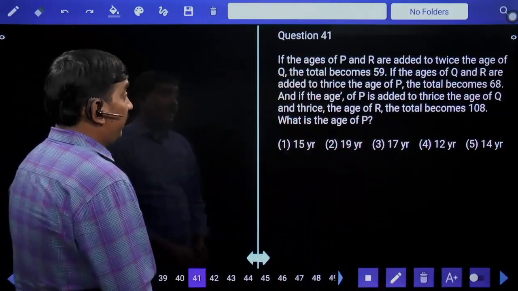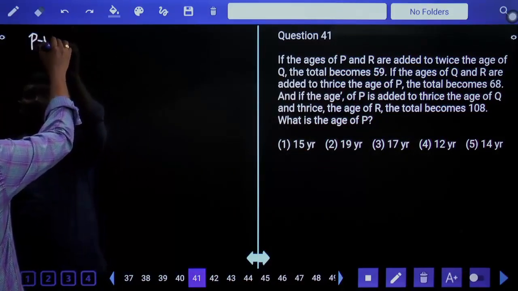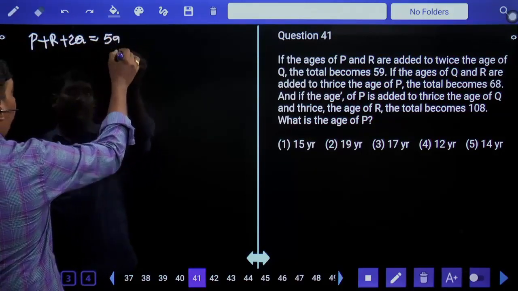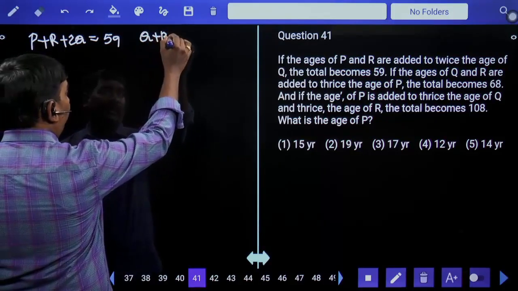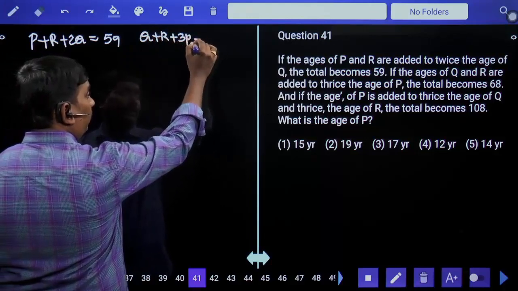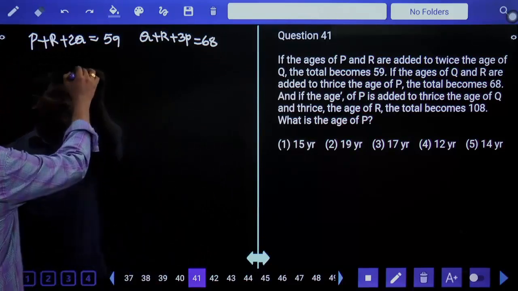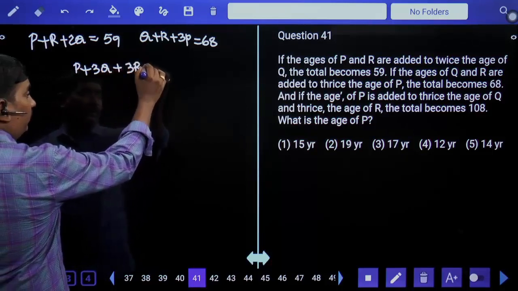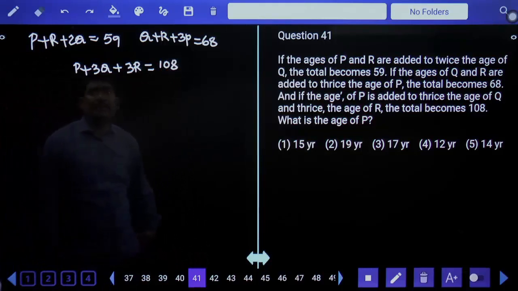Next, if the ages of P and R added to twice the age of Q, 2Q, then the total becomes 59. If the ages of Q and R are added to thrice the age of P, then the total becomes 68. And if the age of P is added to thrice the age of Q and thrice the age of R, then the total becomes 108. What is the age of P? They are asked to calculate the age of P.